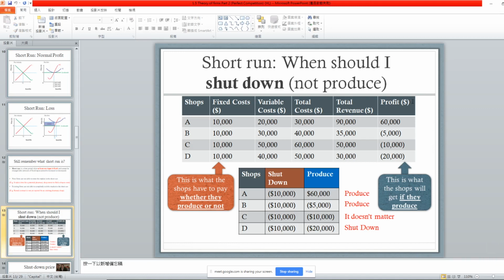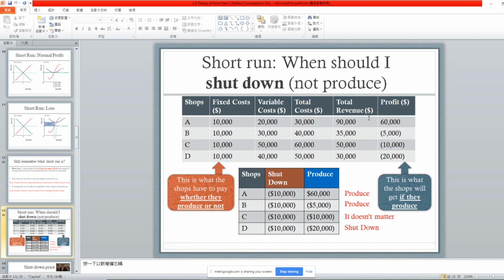So let me ask you. If we talk about the profit in the short run, what is it going to be like when we are still going to produce? Let's say now we are making a loss. As long as the loss is smaller than something, then we are going to keep producing. The loss is smaller than fixed cost? Yes. As long as the loss is smaller than the fixed cost, then we are going to keep producing.